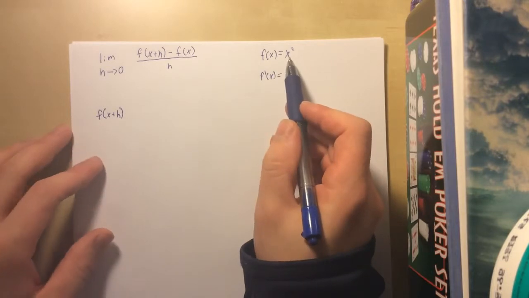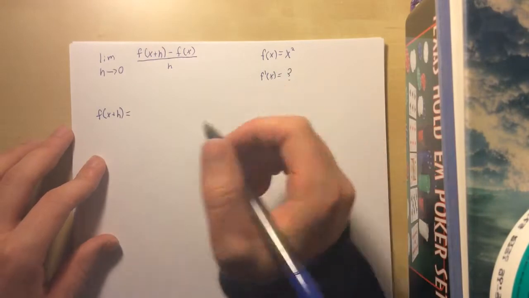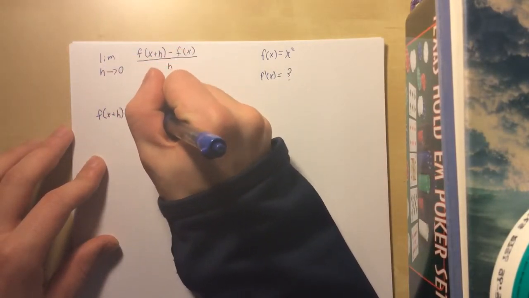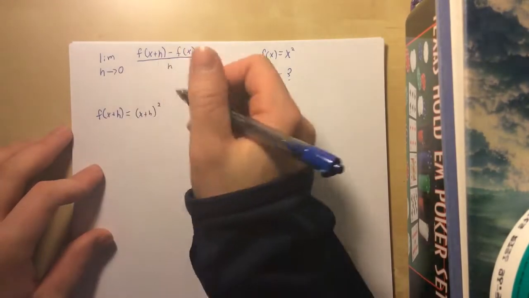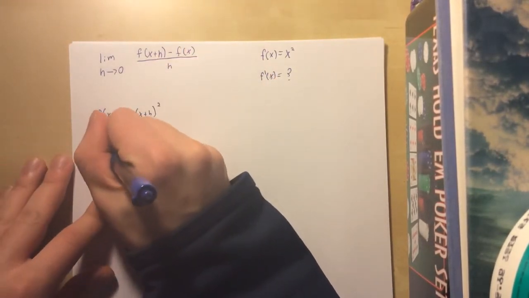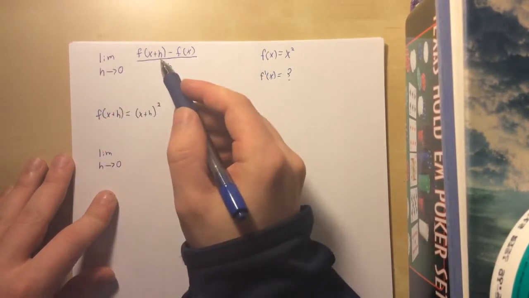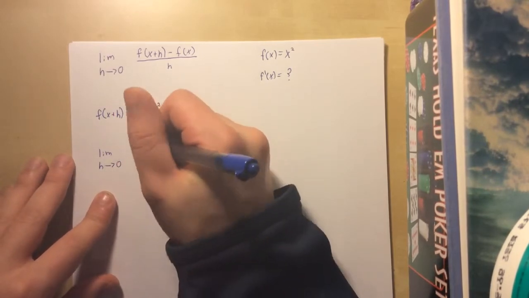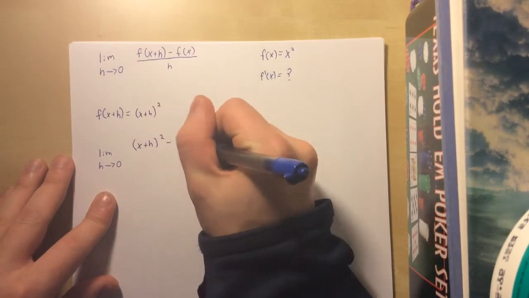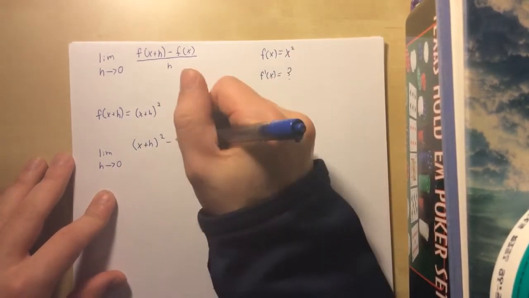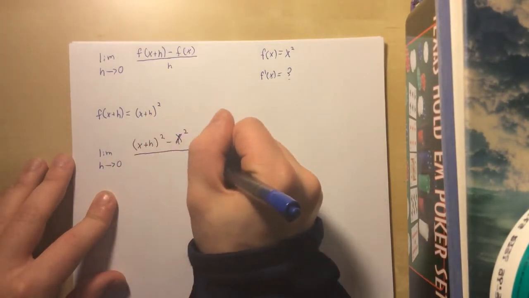f of x is simply x squared, so for f of x plus h, instead of this x, we're going to have an x plus h. So that's going to look like that. And so let's go ahead and plug that in. So we have the limit as h approaches 0 of f of x plus h, which is x plus h squared, minus f of x, which is x squared, all over h.